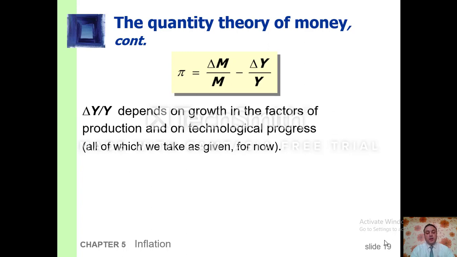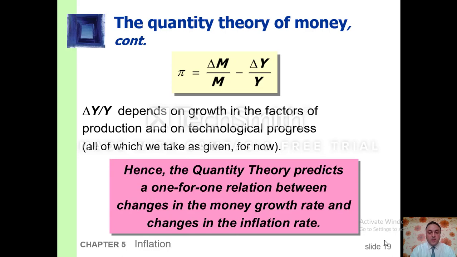As we know, the change in the output depends on the growth in the factors of production and on the technological progress. Hence, the quantity theory predicts a one-for-one relation between changes in the money growth rate and changes in the inflation rate.